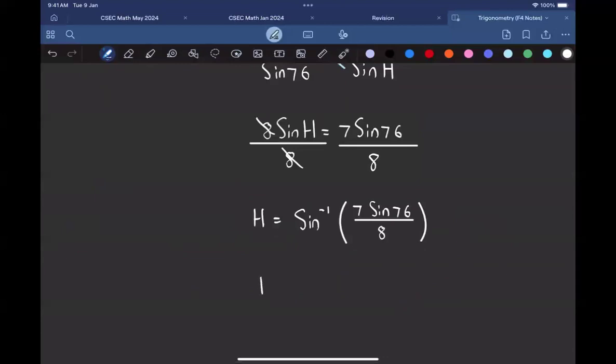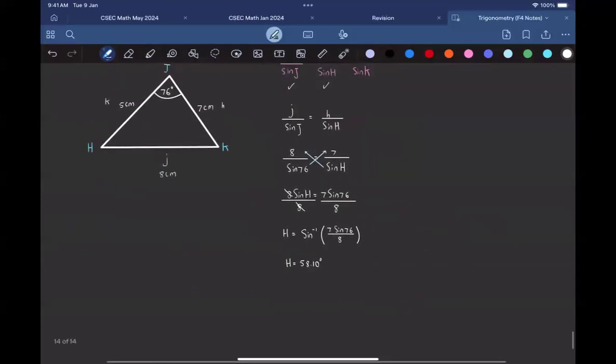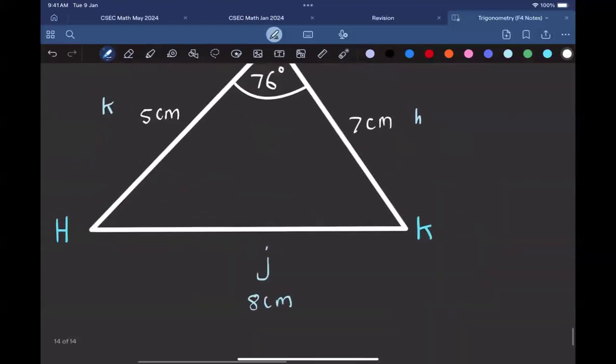Right? And now we'll go to 58.10. Do all of you confirm now? Yeah. Cool. So let me ask you a question. If this is 58.10 and that is 76 degrees, what is the easiest way to find this angle?